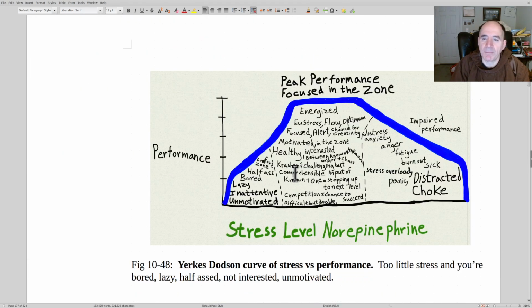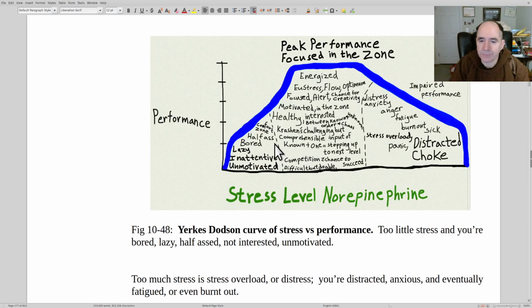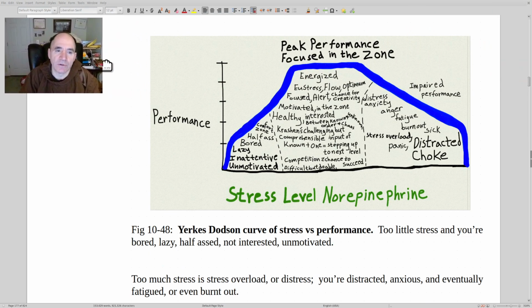All right, here's something about peak performance. And this is called the Yerkes-Dodson curve. So basically, you want to be in the zone where you have enough stress that you're excited, you're focused, you're energized. And that's called eustress sometimes. Flow, optimum, alert, motivated, in the zone. That's what you want when you're trying to perform something that's challenging. If you're not motivated, you're lazy, inattentive, half-assed, you can't accomplish almost anything. On the other hand, if you're too excited and stressed out, then you can't do as much as well.